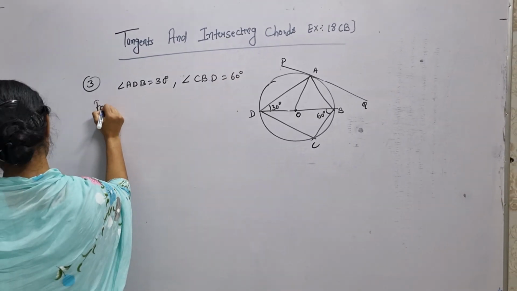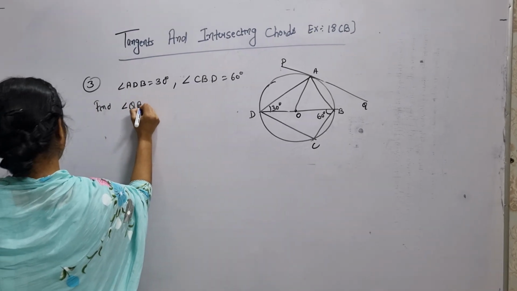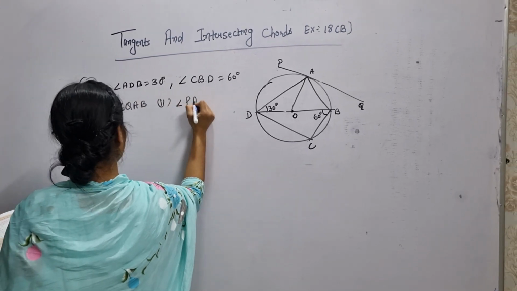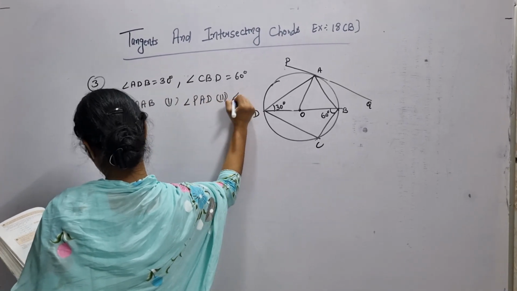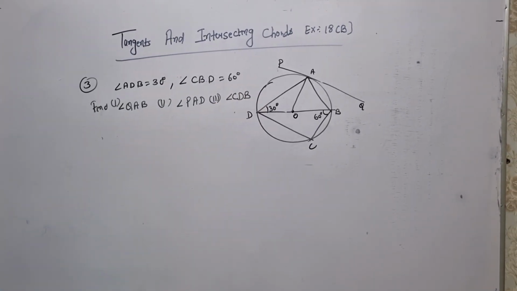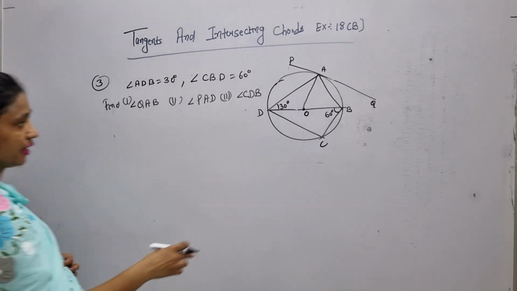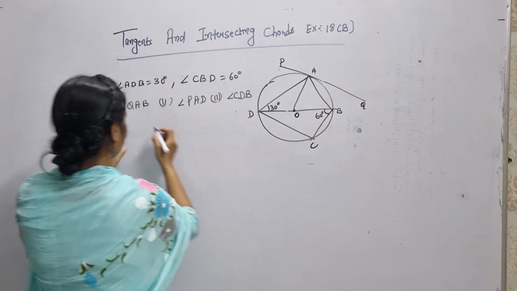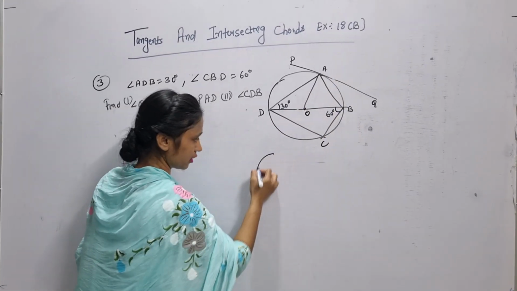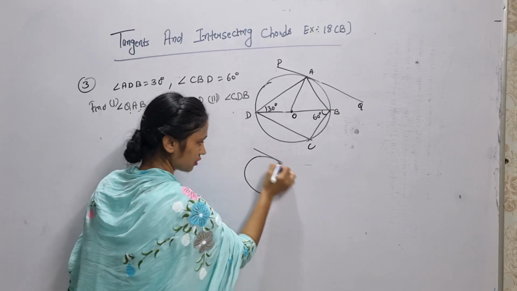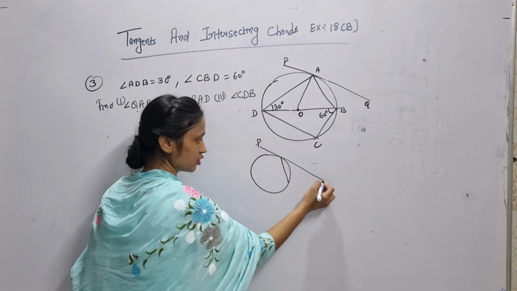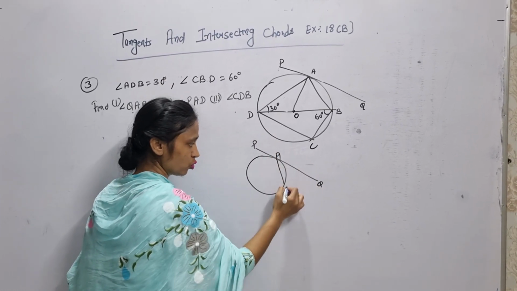You need to find angle QAB, second, PAD, and third, CDB. These angles you will have to find. BD they have given as diameter. QAB, this one angle. See the figure again. This is a circle. PQ is a tangent, AB is any chord.